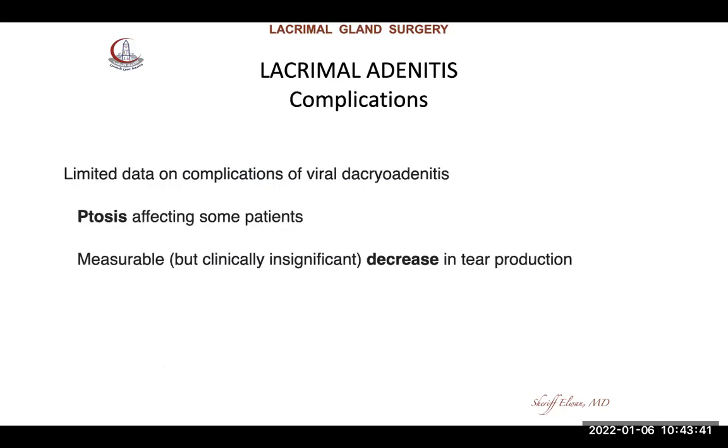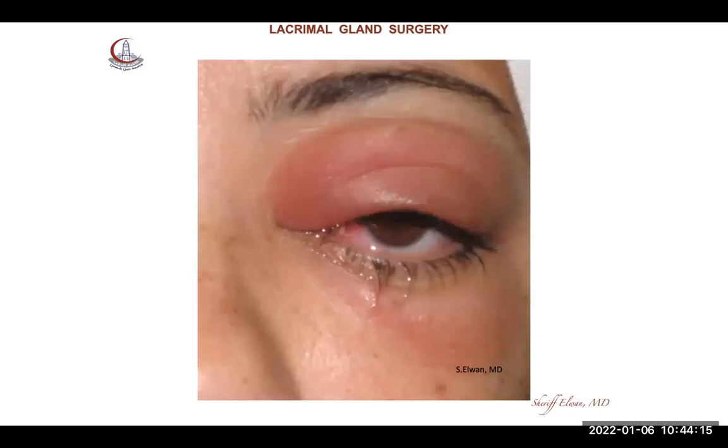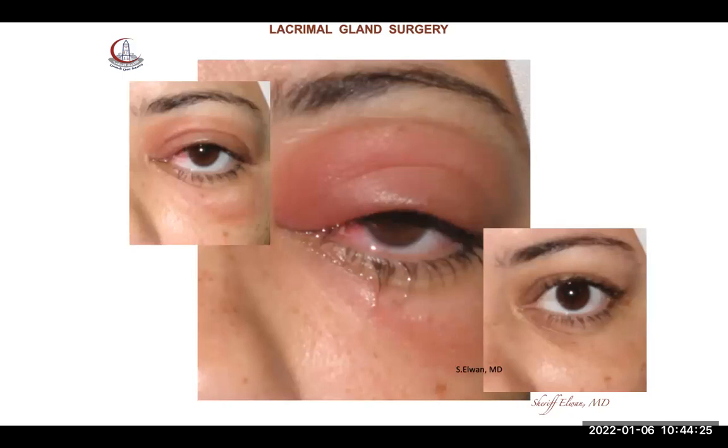This is very important. What are the complications of lacrimal adenitis if left? There is no published enough data on viral adenitis to give us an idea about the complications of this condition. However, some cases have been reported to cause ptosis, and some may cause a measurable decrease in tear production, but not clinically significant. This is an example of adenitis diagnosed as being caused by sarcoidosis, and this is the effect of steroids.